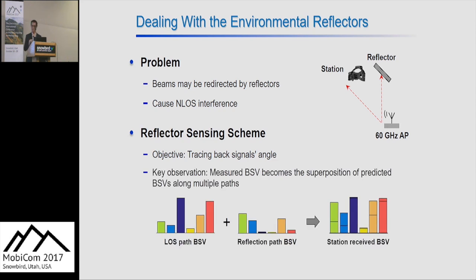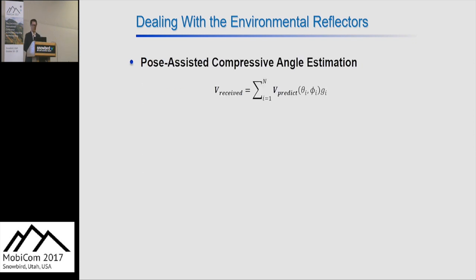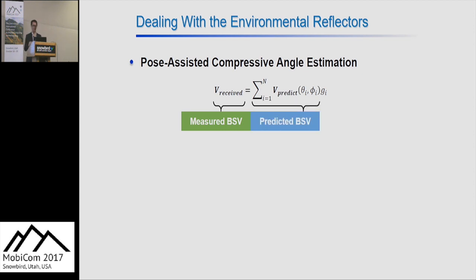To trace back the signal's angles, we leverage a key observation here. That is, the measured BSV under multiple reflections becomes the superposition of predicted BSVs along different paths. The predicted BSV here is the one directly derived from the beam pattern. We formulate the above observation into a linear algebra equation: the measured BSV equals the sum of the predicted BSV along n different discrete directions, each times an associated weight. The weight denotes the channel gain.